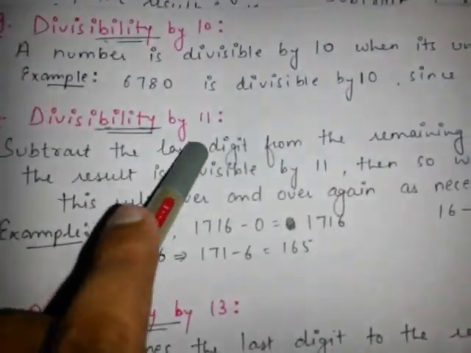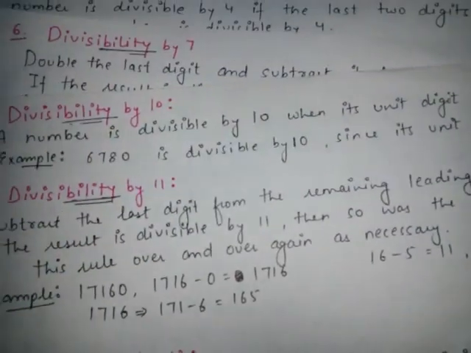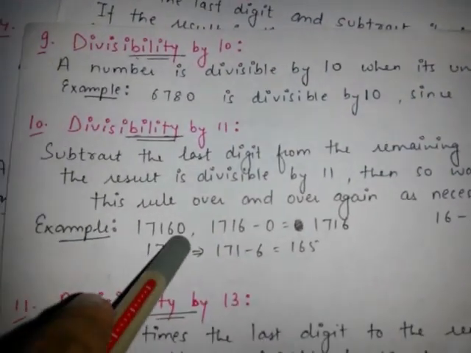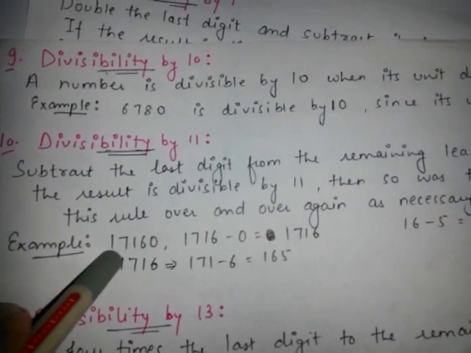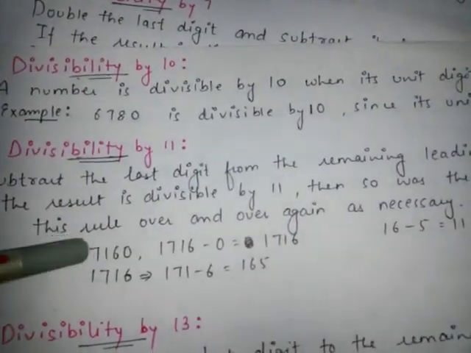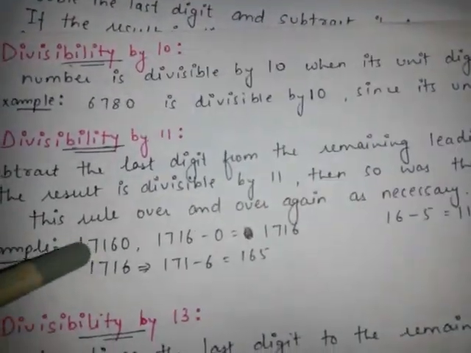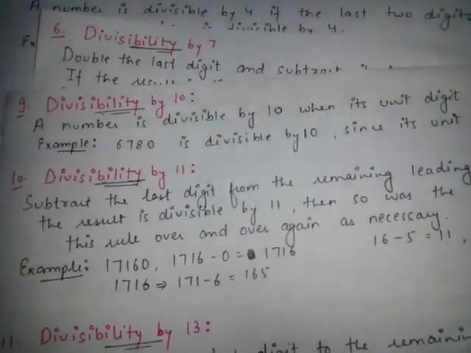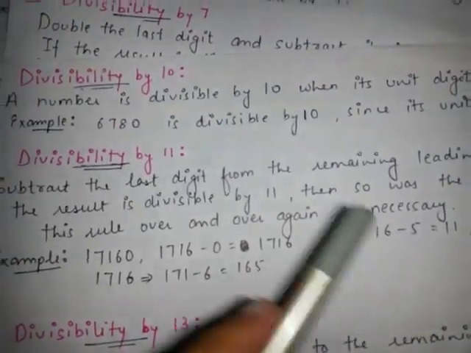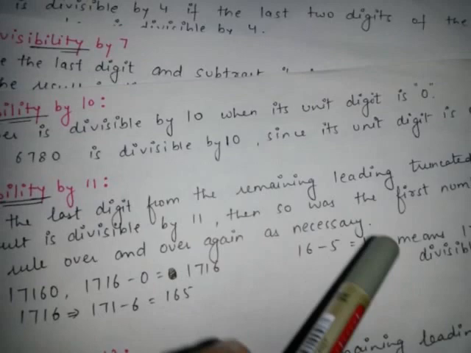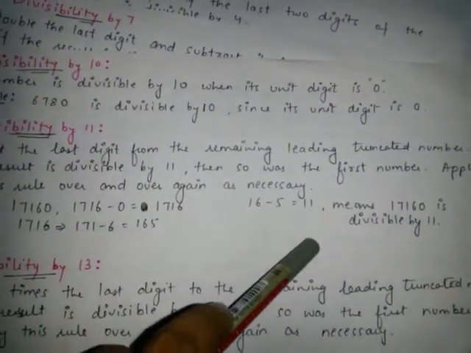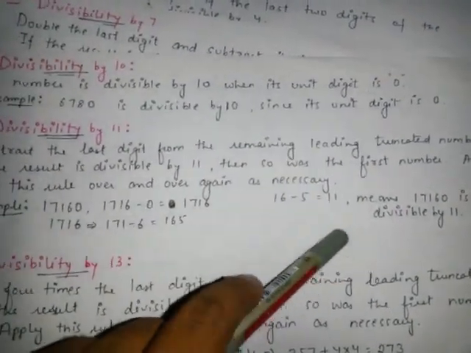For divisibility by 11, you have to do one thing. Subtract the last digit from the remaining truncated number. As I told you what a truncated number is, you have to find the remaining truncated number and subtract continuously. If the final number that comes out is divisible by 11, then the whole number is divisible by 11.